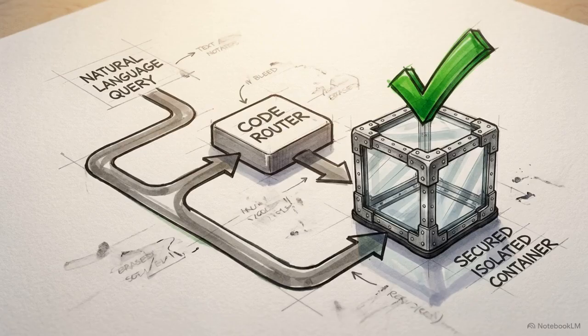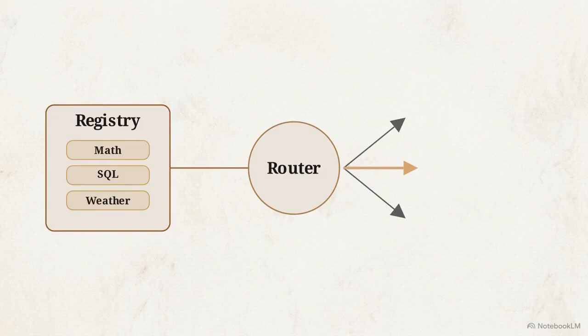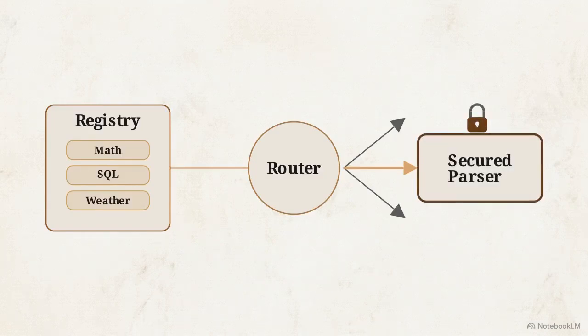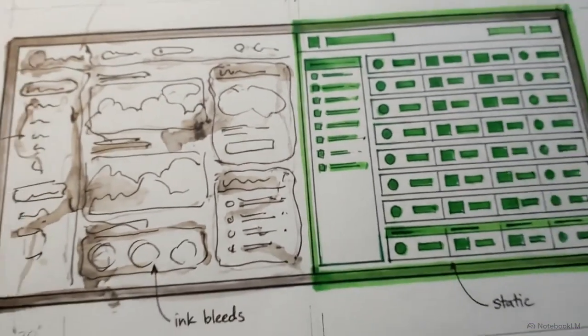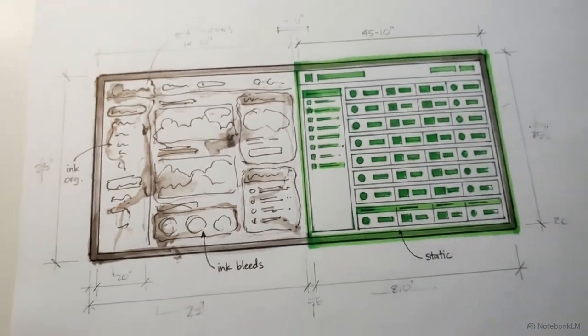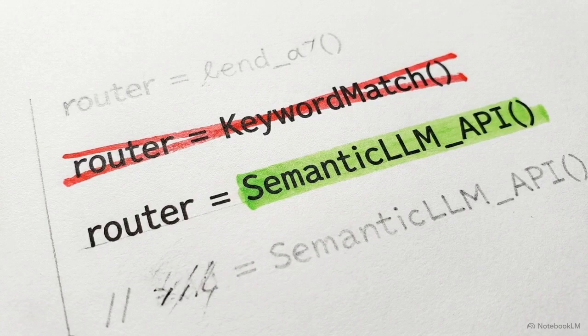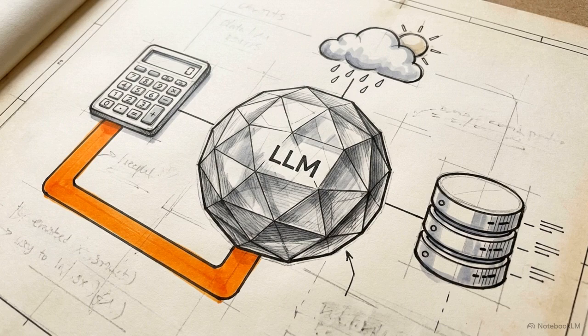Your end-to-end pipeline is now secure. You have a centralized registry storing your capabilities, a router directing the traffic, and secured parsing logic to handle the execution. When you pass a complex query through this architecture, the system safely bypasses the generative model's guesswork and produces a guaranteed deterministic answer. The next step in scaling this architecture is swapping out the hard-coded keyword router for a semantic API call, allowing the language model itself to reason about which tool to select.